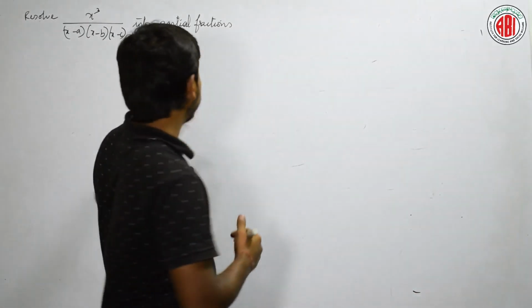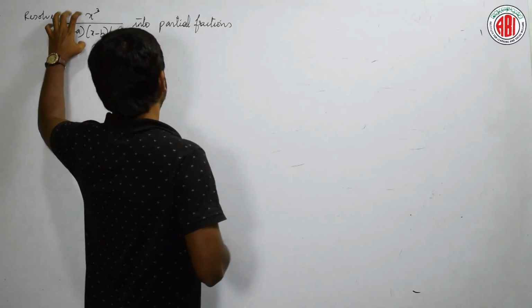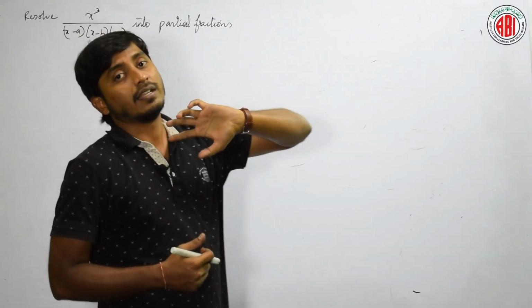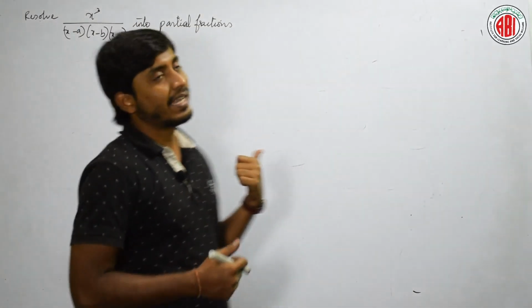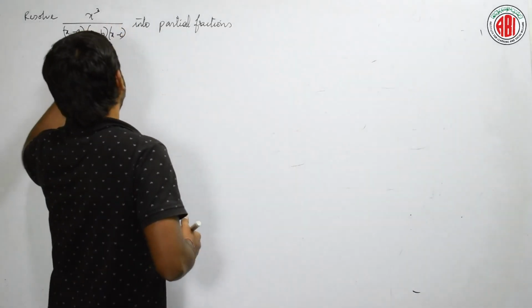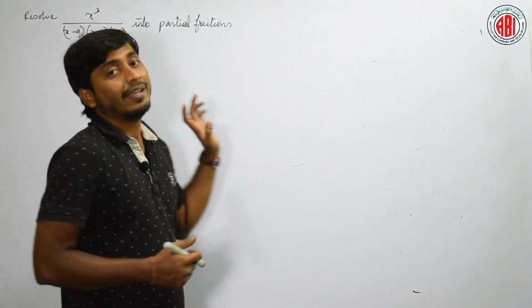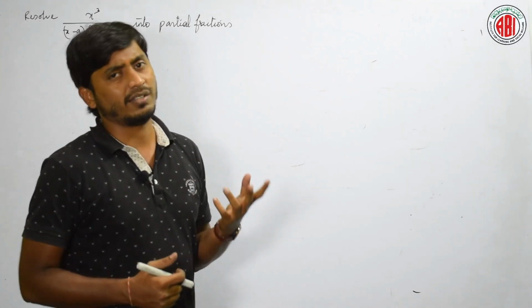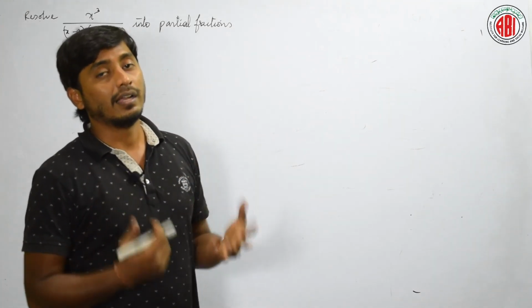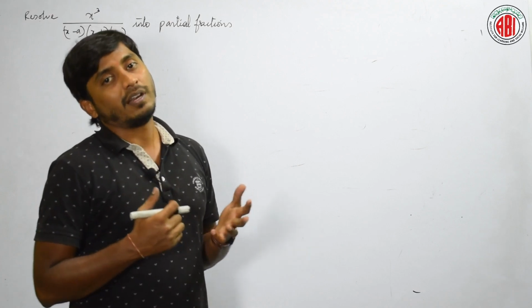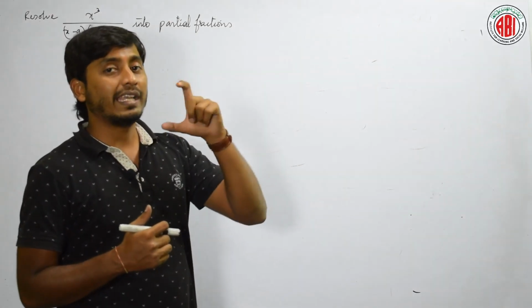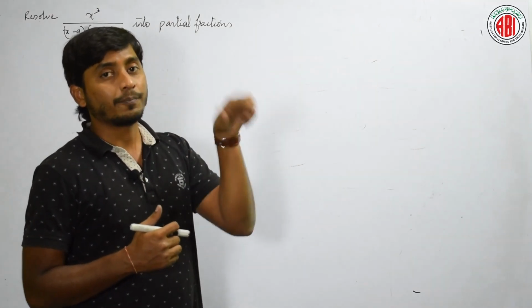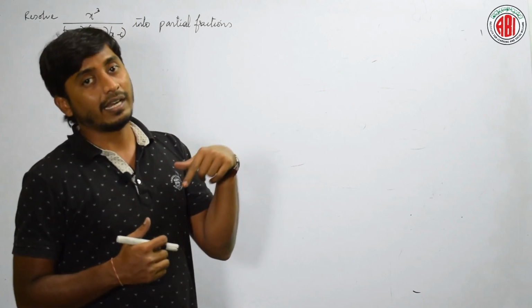Here he is asking us to resolve this polynomial into partial fractions. First step, check. Here it is x cube and here x minus a, x minus b, x minus c. Here if we multiply the denominator, we will get x cube. Numerator is also x cube. Therefore, it is an improper fraction, but both the degrees are the same. So, we will find the factor k.